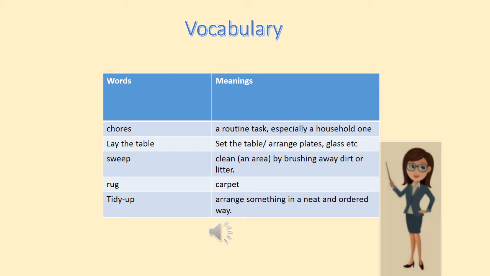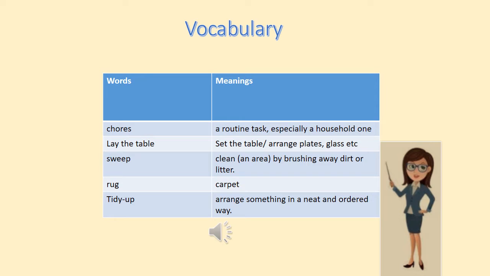Sweep. Sweep means clean an area by brushing away dirt or litter. When you're brushing away all the dirt or litter, it means you are sweeping with the brush. Right? Now, the next word is rug. What is a rug? I think you all are aware of the rug. A rug is a piece of fabric which you put on the floor. It is like a carpet. It's a small piece of carpet or it's a carpet. You put it in your dining rooms and sometimes in a bedroom.